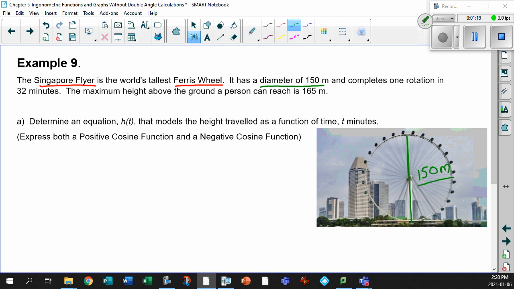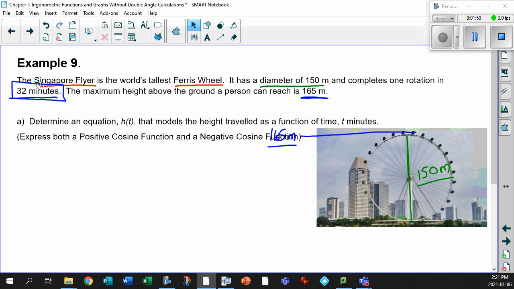My goodness gracious. And it also tells you that it reaches a maximum height here of 165. So this height right here is 165 meters off the ground. Holy moly, that's incredible. Okay, and it takes 32 minutes for this to go one revolution all the way around. Oh, I'm dizzy just thinking about it. Holy smokes. Okay, so what can we conclude out of this?